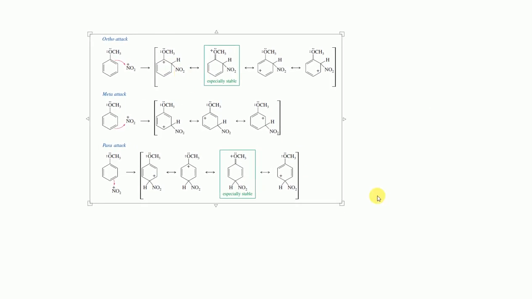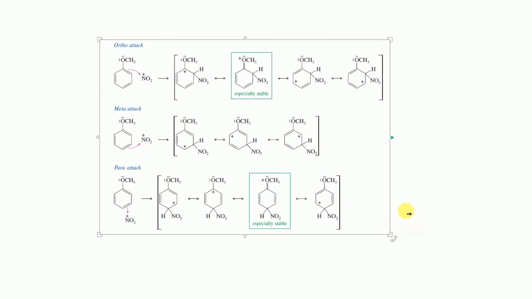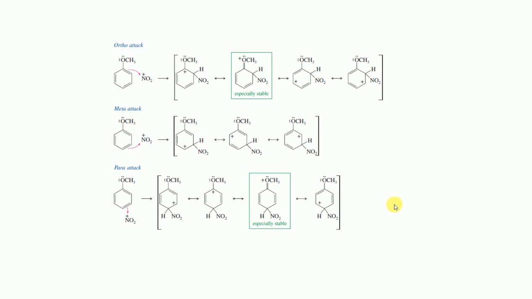And I just want to start the video by giving a little more background about the whole para, ortho, meta. And really, what it has to do with, if you look at right here, this is from the book. It's a really good visualization of this. So here we have a group on the ring, right? This is an OCH3 group, and it's a donating group. We know donating groups orient the next substituents or the next reactions in the ortho or para positions.